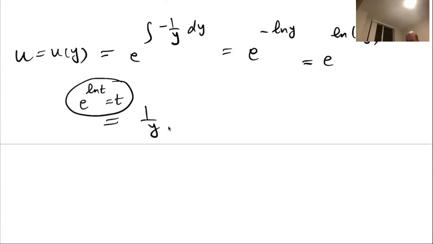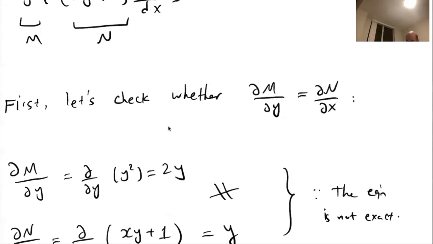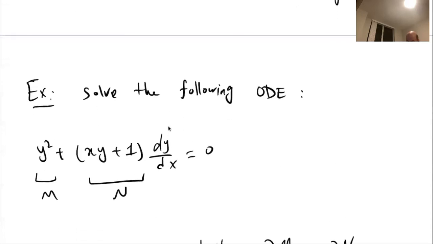Now that I found the integrating factor is 1 over y, I can multiply both sides by 1 over y. And what do I get? If I multiply, this is the equation, multiply both sides with 1 over y. Y squared times 1 over y will be y.